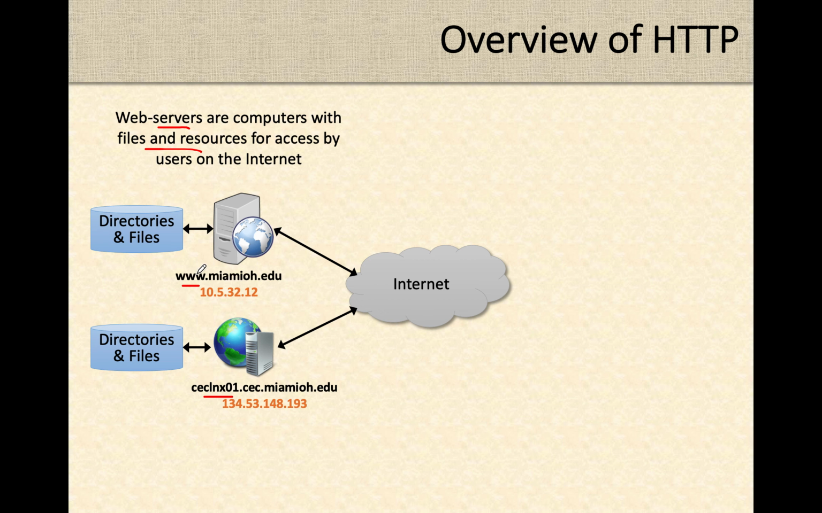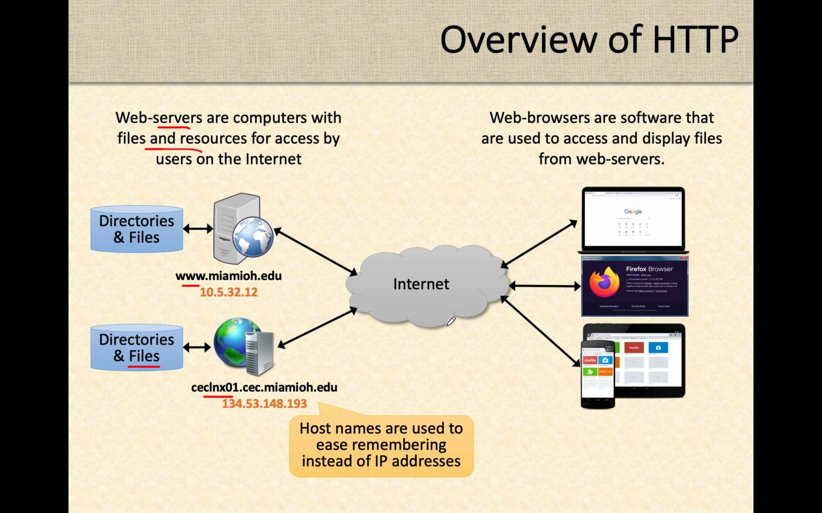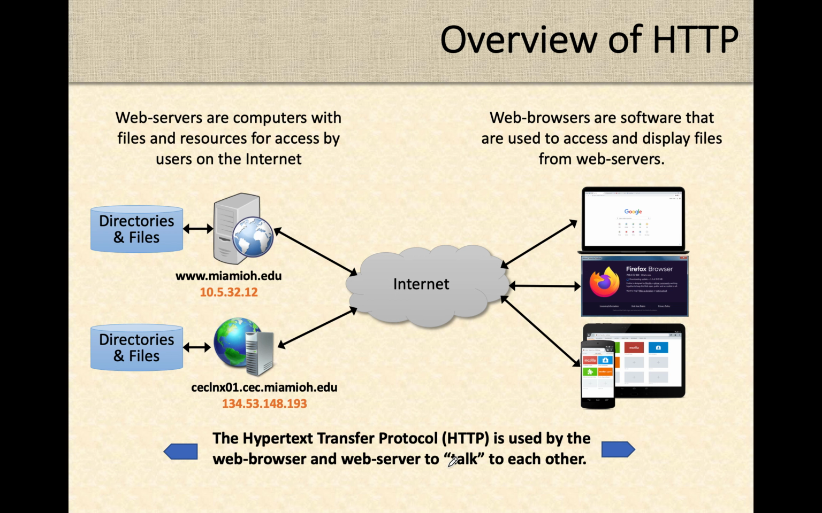So www is just a common name that's used by web servers, and these web servers typically have directories and files from which they serve data to all of the clients that are accessing them, be it web browsers or smartphones. Keep in mind the host names are used to ease remembering. Typically, only the IP addresses are used in the protocols, particularly in the TCP/IP layers. The Hypertext Transfer Protocol, or HTTP, is used by the web clients or web browsers to interact with the web servers that are on the internet.